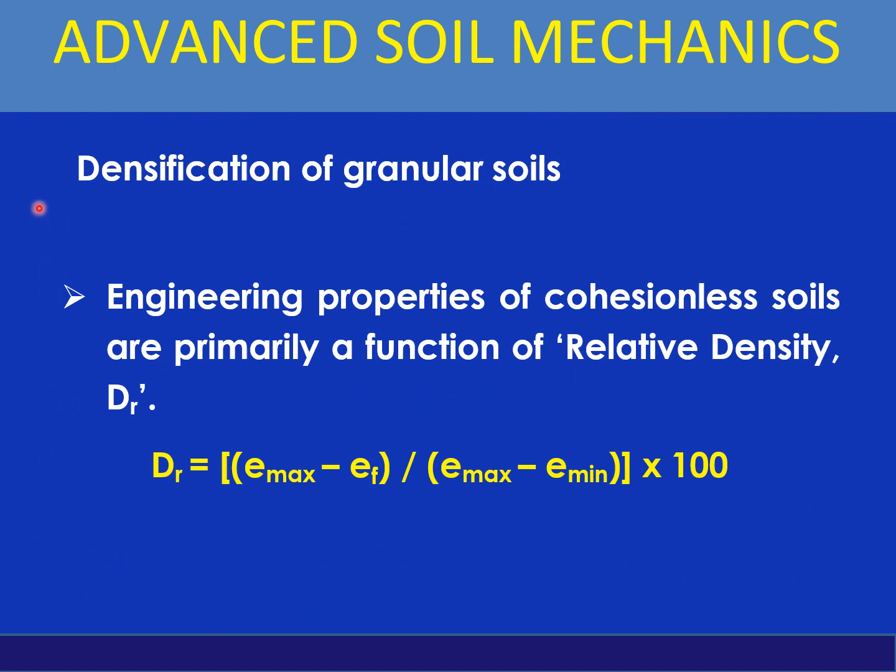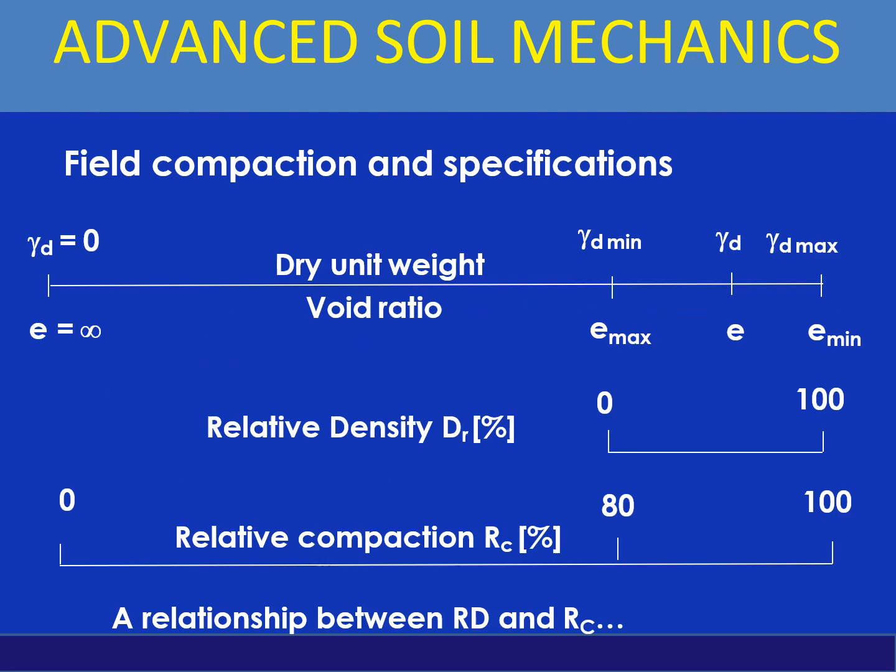Densification of granular soils. Engineering properties of cohesionless soil are primarily a function of relative density, and you can see the formula for the relative density: maximum void ratio, field void ratio, minimum void ratio. And here you can see the relation between the relative density and the relative compaction.